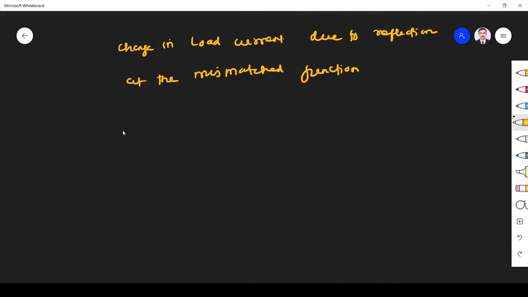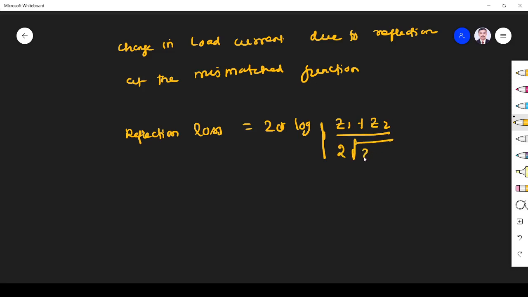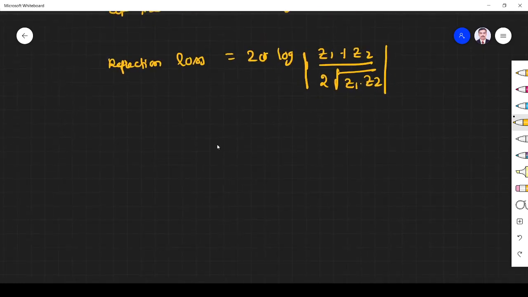Okay. Then reflection loss. Reflection loss is given by 20 log of mod (Z1 plus Z2) divided by 2 root of Z1 Z2. Right? So this is called reflection loss. Okay. Now we come to the important point that is called reflection coefficient.